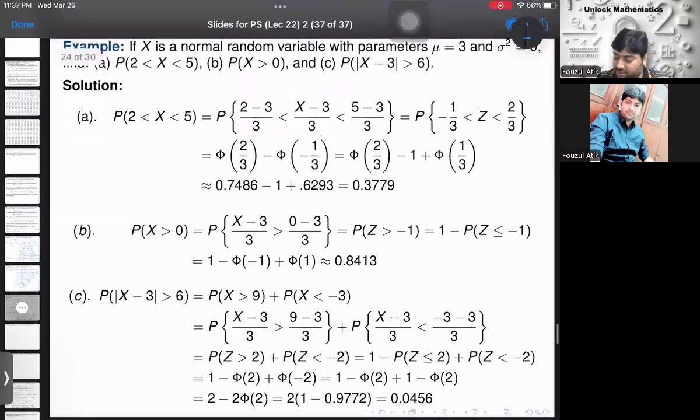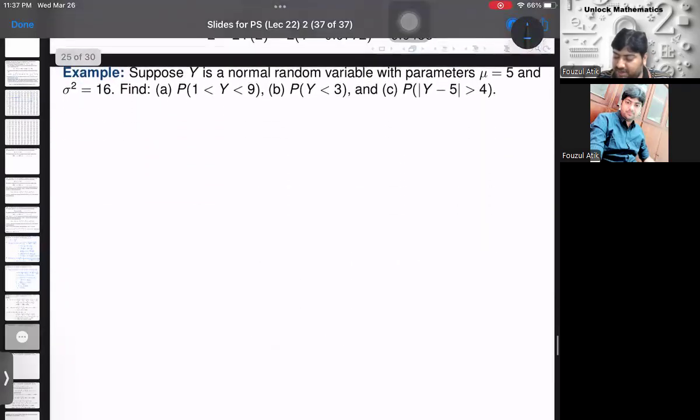So we have a similar problem like that. Look at the problem and please calculate the value the same way. Just for your practice purpose I kept a similar kind of problem. P of 1 less than y less than 9 you have to calculate. But what is y? Y is a normal random variable with parameter mu equal to 5 and sigma square equal to 16. That means sigma is 4. Right? So mu is equal to 5 and sigma is equal to 4.